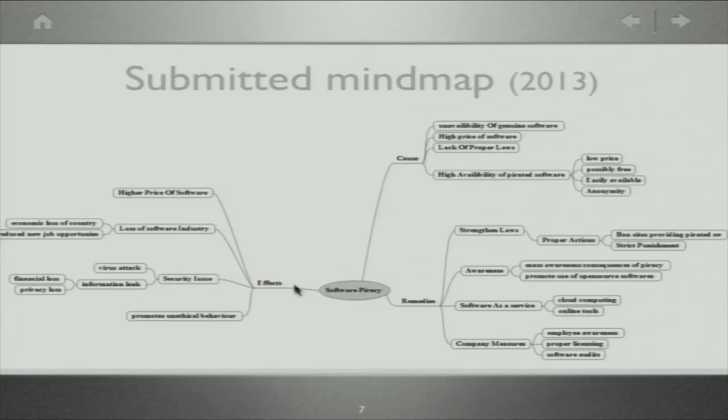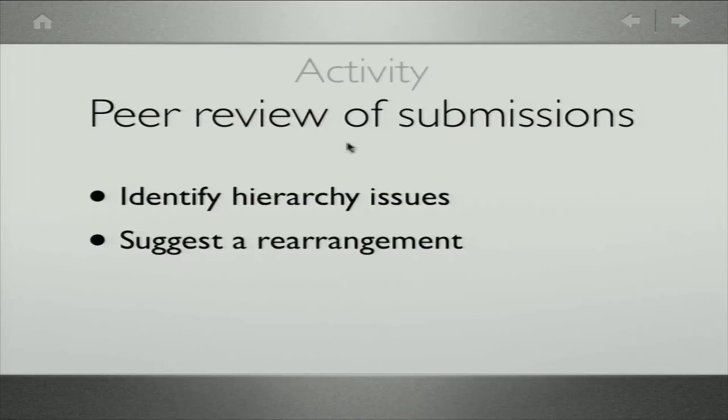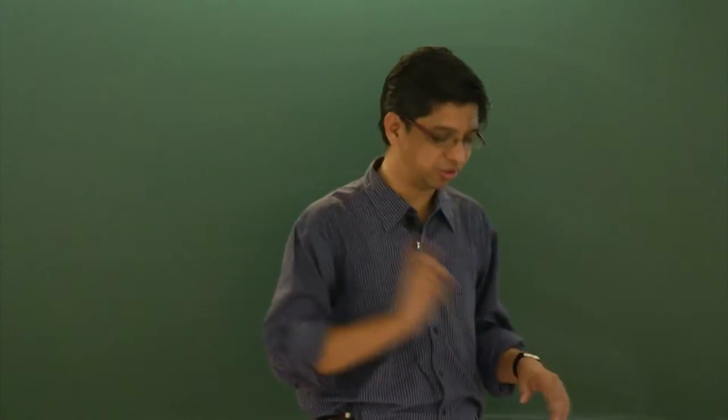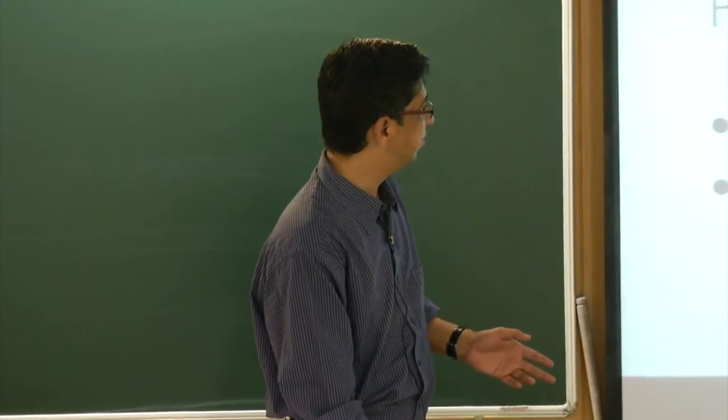There was one more about software piracy. It's a very simple mind map: just cause, effects and remedies. So just 3 bubbles. What are the causes, and there are some causes; what are the effects of those things; and then what are the remedies for that. I saw similar bubbles, I think, in some of your submissions also for certain very straightforward things.